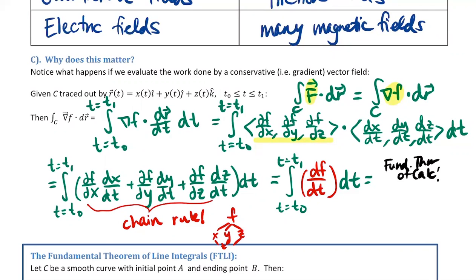to just give us the function evaluated at t1 minus the function evaluated at t0. Now, because I have a nested function, I'm going to write this a little bit carefully. This is a function of x, y, and z, which are functions of t, and then due to the fundamental theorem of calculus, I can just evaluate it at the endpoint minus the starting point.